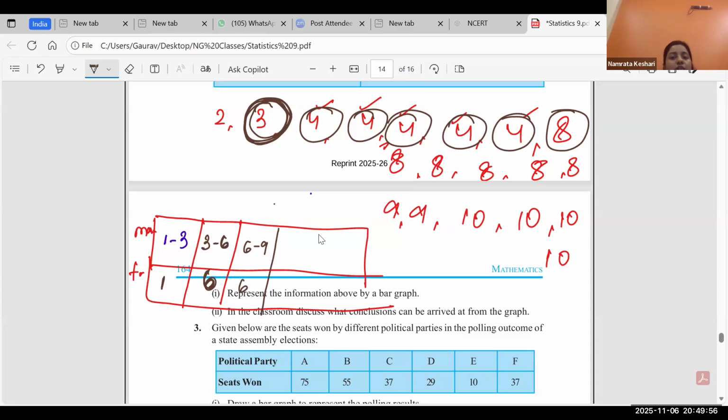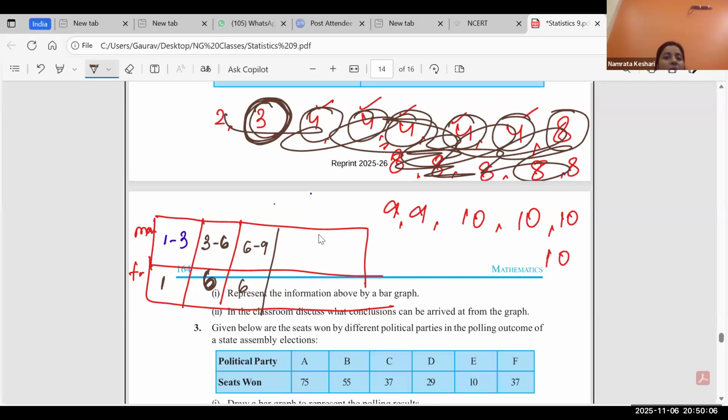Suppose here you can see the raw data. If this raw data is not known to you, and you just know the table, maximum number of data is coming from 3 to 6 and 6 to 9 also. Let me decrease one of the data. One of the 8 I am deleting. Okay, here there will be 5.